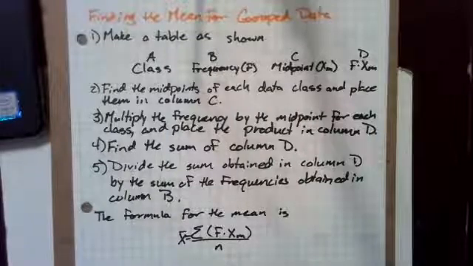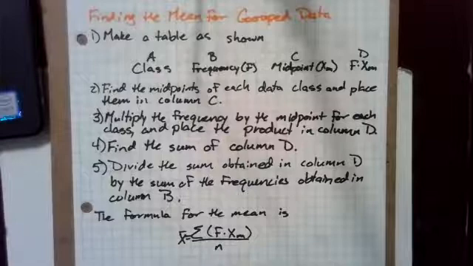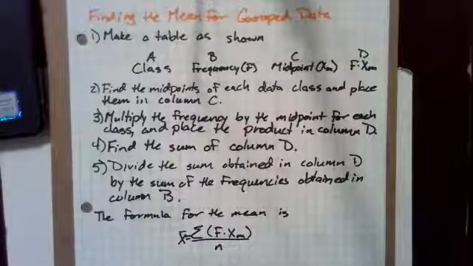The formula for the mean is x bar equals sigma of f times x sub m, divided by n. When I put the f times x sub m in parentheses, that means we do the multiplication first and then add everything up.